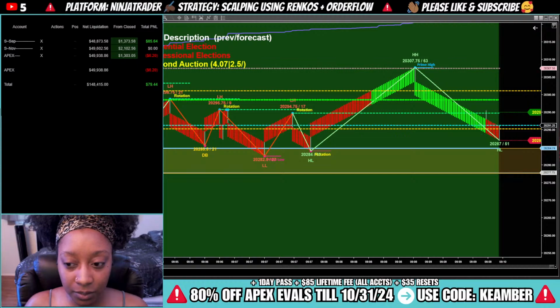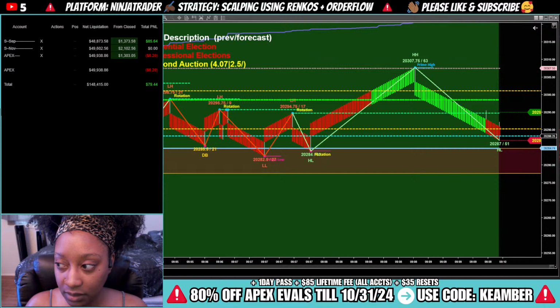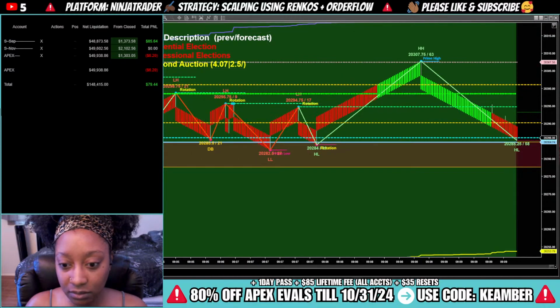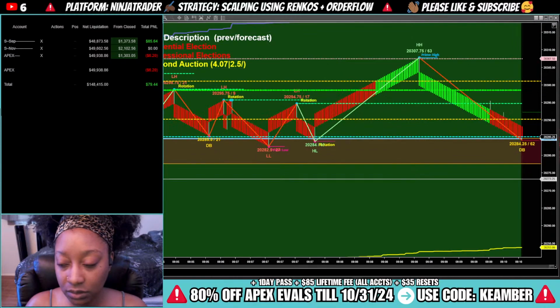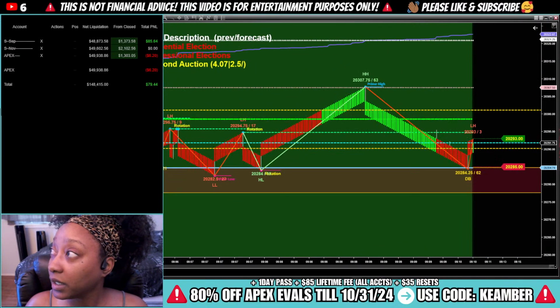All right, this is going to be a resistance zone. So I'm going to go ahead and color it, because it looks like we might break that fairly shortly.